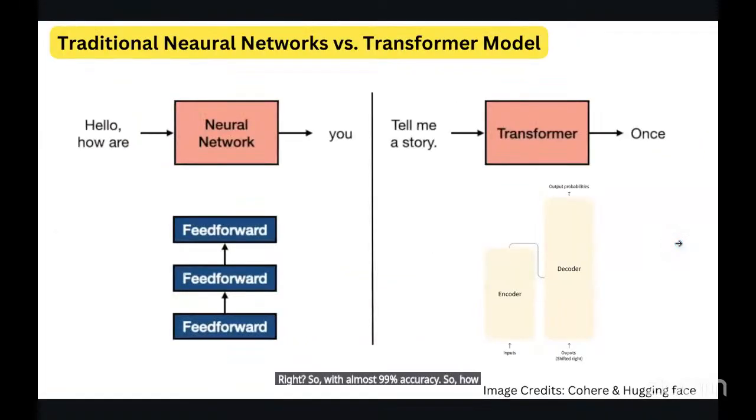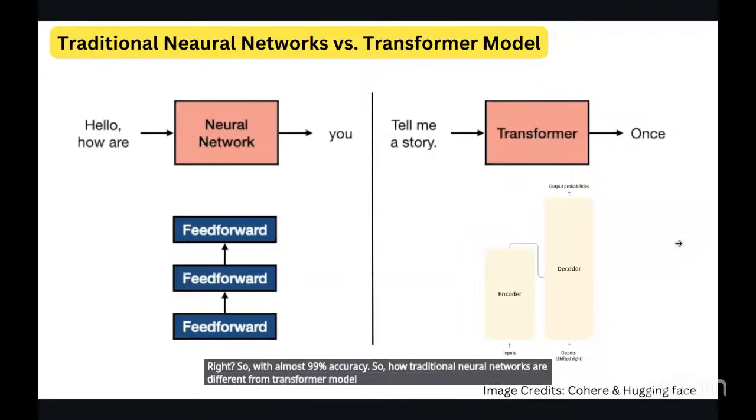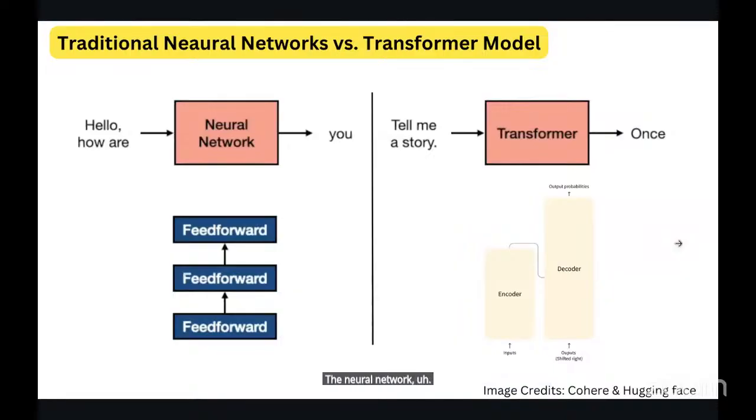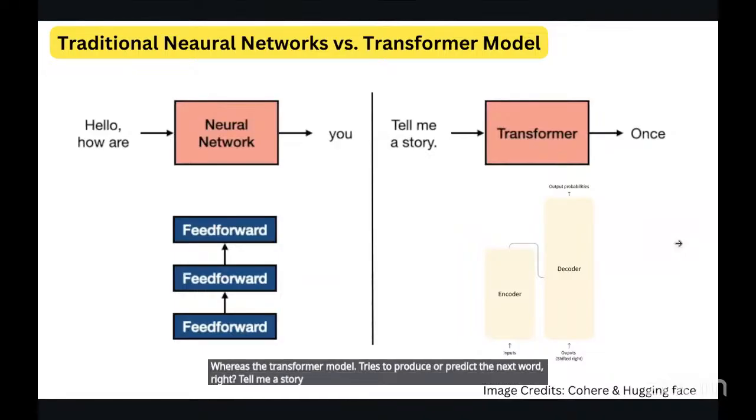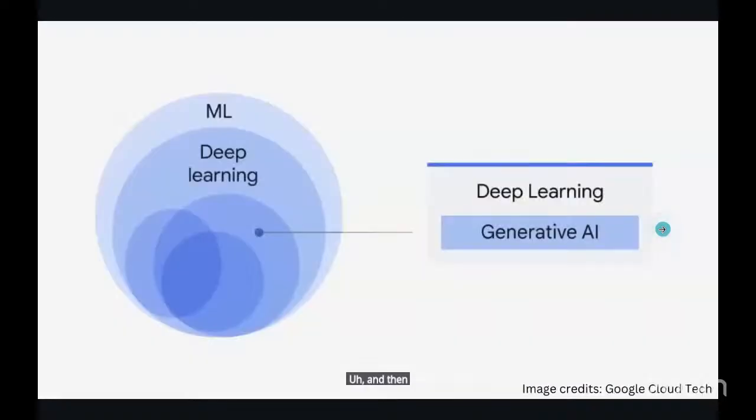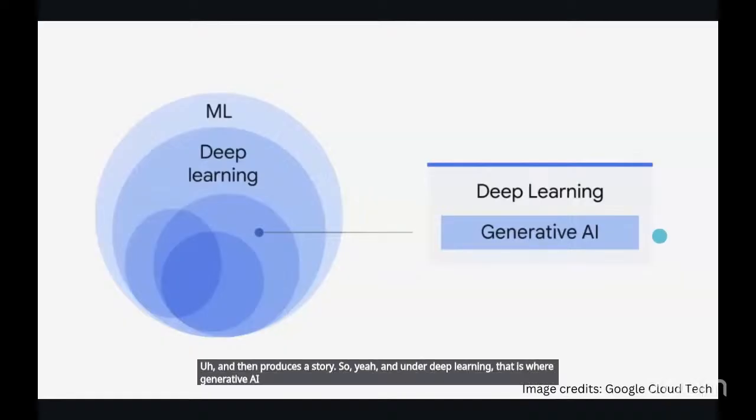So how are traditional neural networks different from the transformer model? As you saw in a message app, the neural network just does a feed forward. It doesn't produce anything new. Whereas the transformer model tries to produce or predict the next word, right? Tell me a story. So, once upon a time. So it basically tries to predict the next word and builds a proper context and then produces a story. So yeah, and under deep learning, that is where generative AI comes into the picture, and that's where we are most interested in, right?